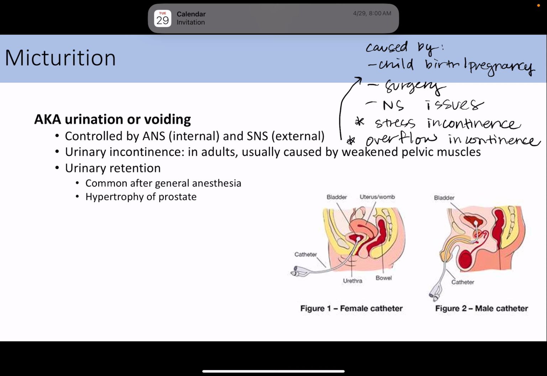When they put you on anesthesia, that's why we have a catheter put in, to allow you to urinate during that time. Then when they remove the catheter, they like you to go to the restroom before you actually leave the hospital.